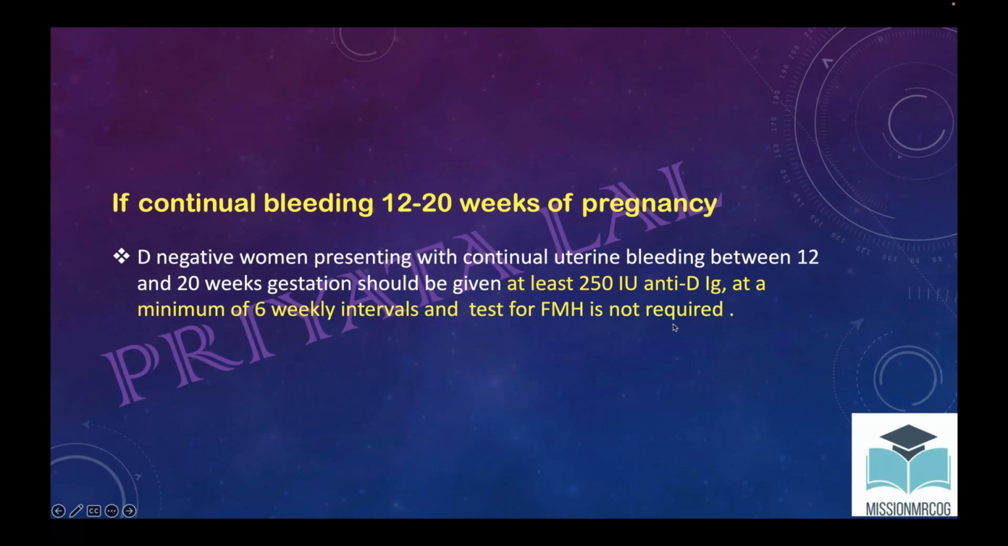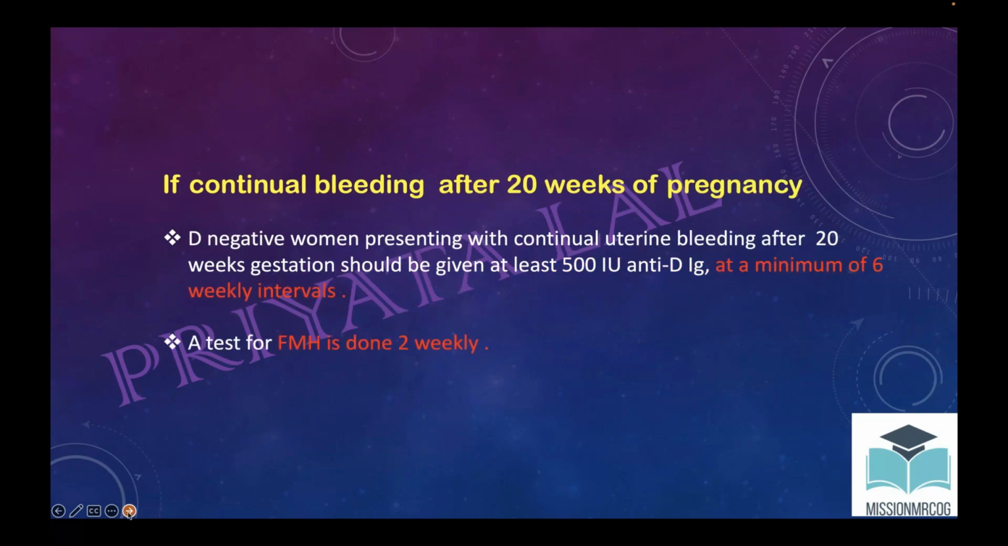But if another kind of scenario, patient has continued bleeding, but the patient is after 20 weeks of pregnancy, in that particular situation, after 20 weeks the dose increased to 500. You can see it. If any patient is bleeding again and again after 20 weeks of pregnancy, the guideline recommends 500 NTD has to be given 6 weekly. But FMH will be done 2 weekly. So this is important to know.